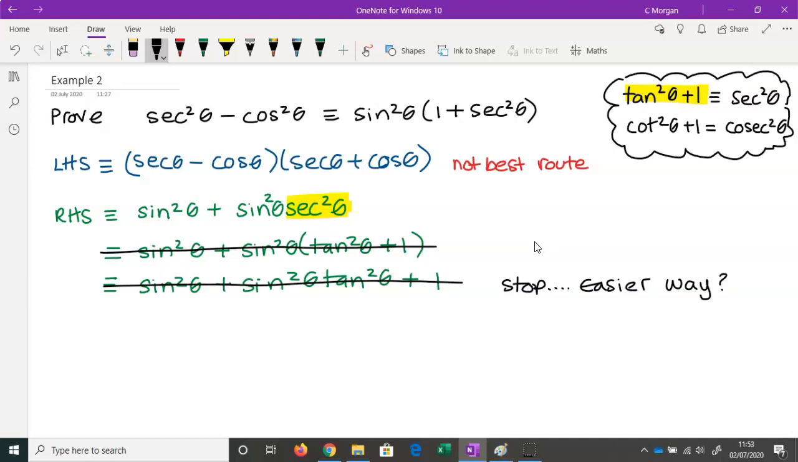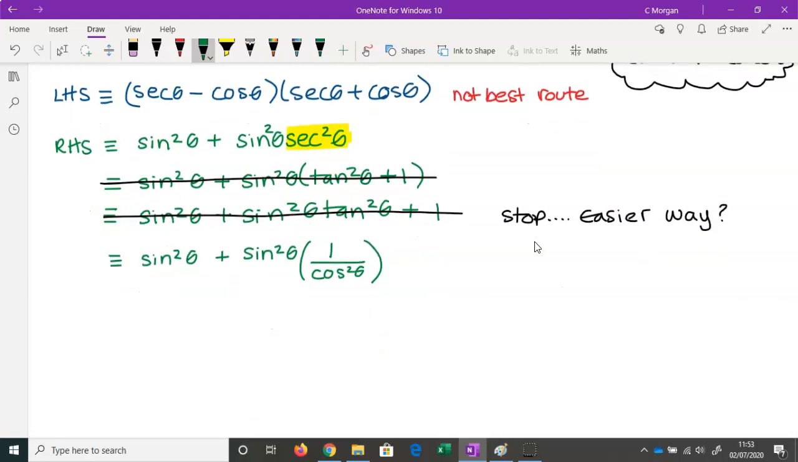Now I highlighted sec squared theta because I knew that I could substitute tan squared theta add 1, and I knew that that would give me an expression that was identical. But what I started to realise as I was working is it was taking me further from where I felt that I needed to be going. So I'm going to carry on, and instead of making that substitution of that identity, I'm going to replace sec squared theta with 1 over cos squared theta. So I haven't used any of my new identities yet.